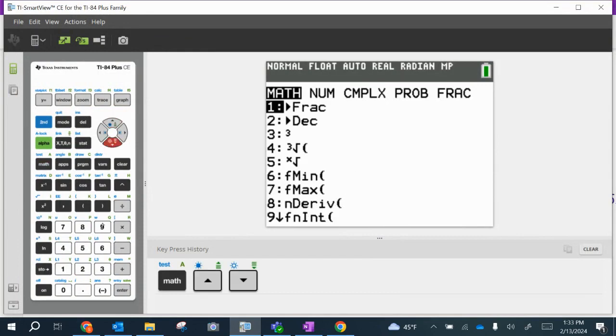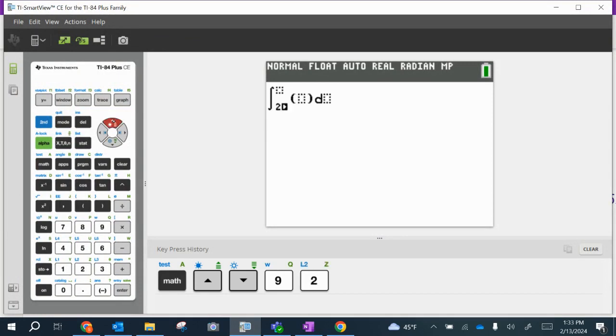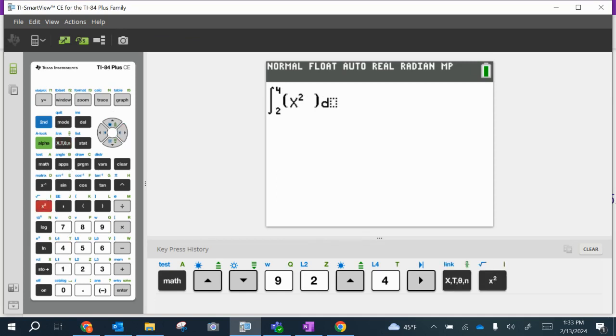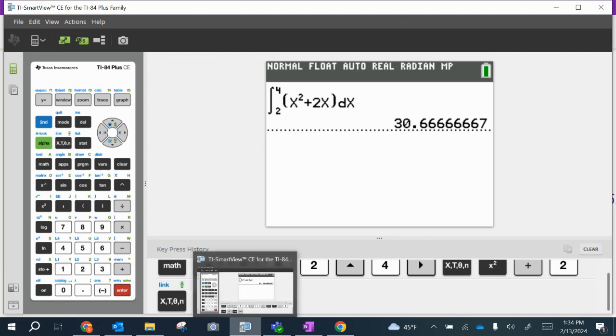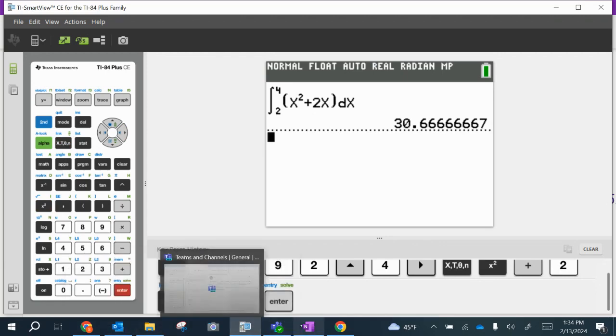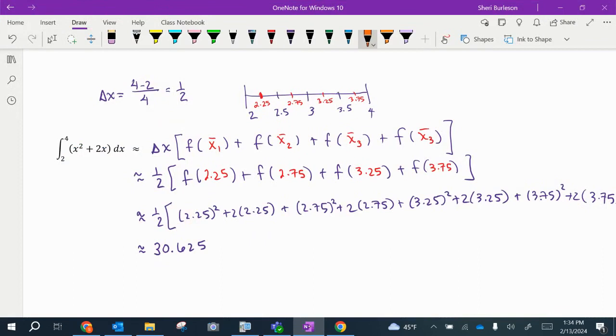Now, the cool thing is, if I were to integrate that, I can do option 9, and we're going from 2 to 4 of the function x squared plus 2x dx. If I integrate that, I get 30 and 2/3. So what it actually equals looks pretty close to what our approximation was. So that midpoint approximation was not a bad approximation for that.